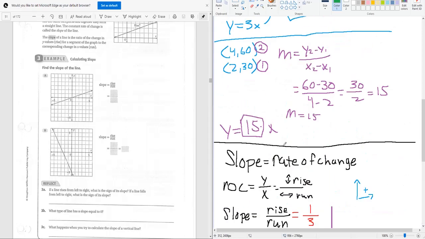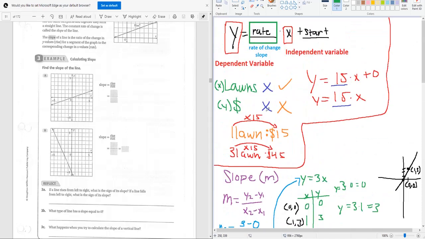So I've shown you 1, 2, 3, 4-ish methods on how to find your rate/slope. So we'll go over more of this. You can figure out which one you like best. I don't really care which one you use as long as you get it right. And we'll go over more of this on Tuesday, and I will see you then.